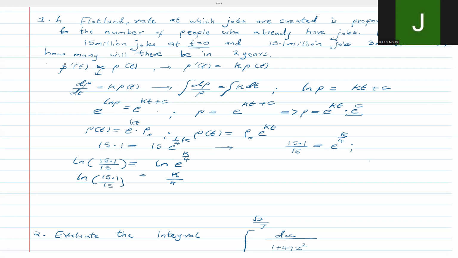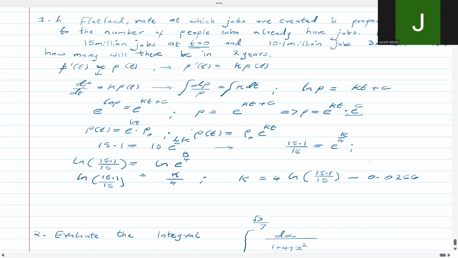So we solve for K. So K becomes 4 times the natural log of 15.1 divided by 15. So the relative growth rate is approximately 0.0266. And that means we can write our original equation, which is this one.